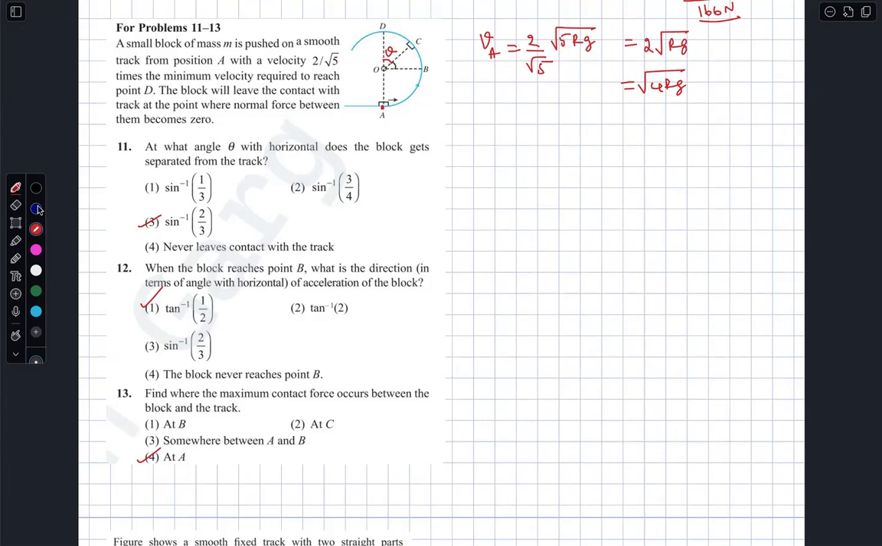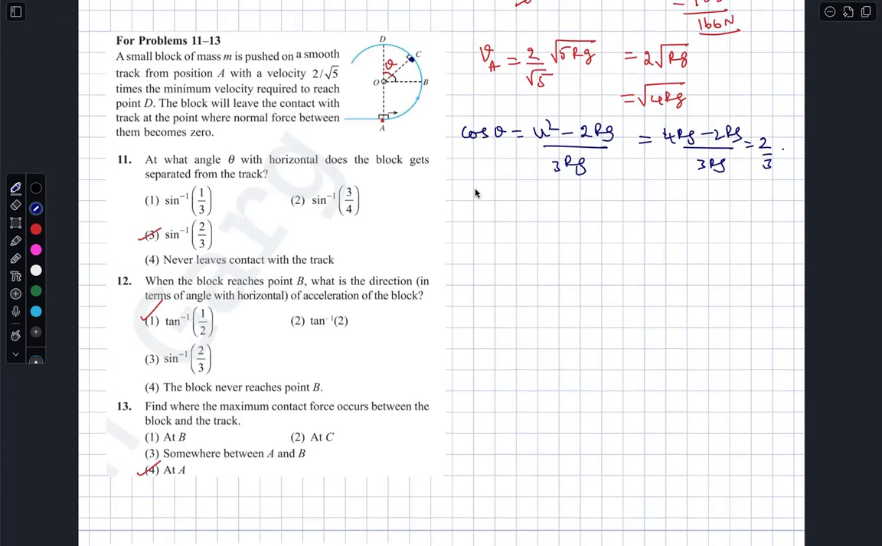Now the question is, I am assuming this is the point where contact is lost, and I know the expression. Don't worry about your question. Let me do it in my style, and I'll convert it later on. Cos theta is U square minus 2RG by 3RG, which is 4RG minus 2RG by 3RG, which is 2 by 3. Cos theta is 2 by 3.